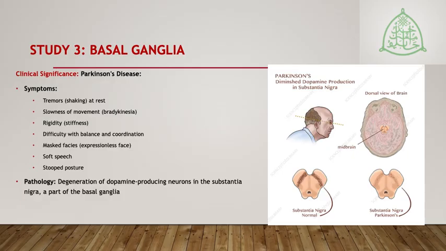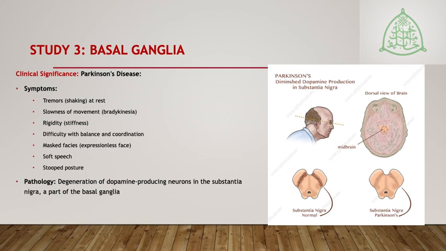So the symptoms of Parkinsonism, like we said, most commonly are the tremor, slowness, rigidity, difficulty with balance and coordination, and marked facial expressions. You cannot identify any emotion in the facial expression. There is also soft speech and also stooped posture.